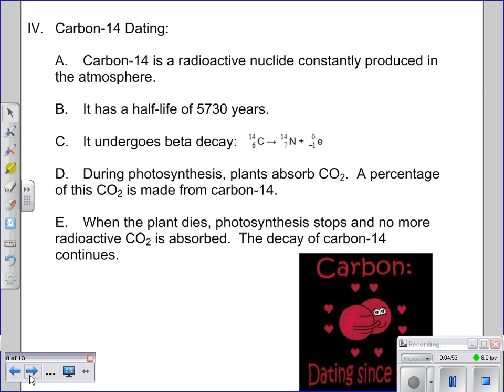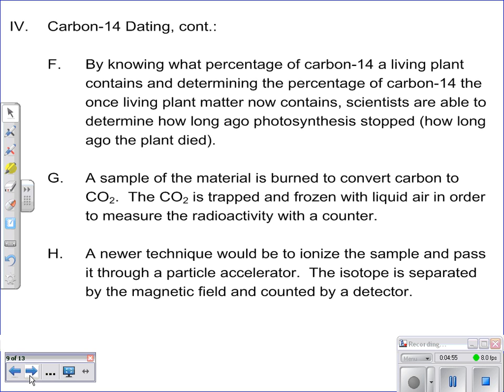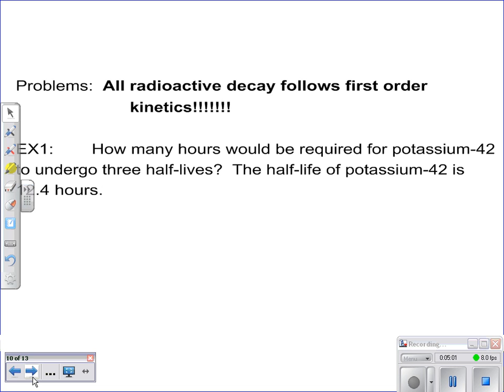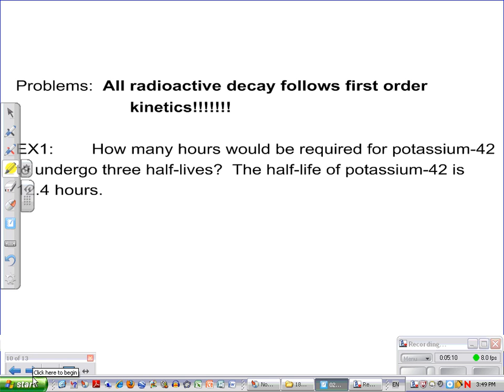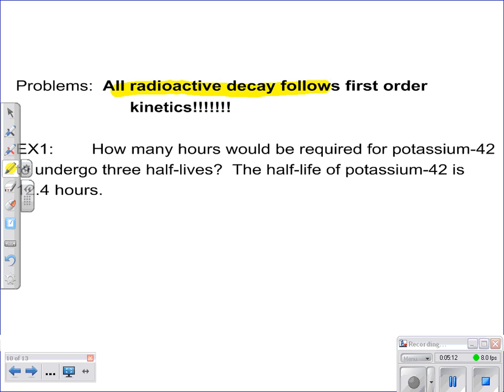Let's just keep going here. You can read through this about the process of how it's used for carbon dating. Now what I'd like to do is spend some time with these examples, and this first little comment here probably won't make much sense to you at this point. It says all radioactive decay follows first order kinetics. Well, you have no idea what first order kinetics is because we haven't talked about that yet.